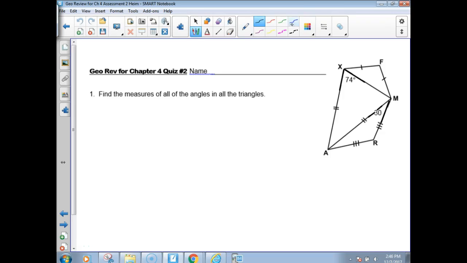Okay, this is a quick review. I'm going to go pretty quick through this. Little review warm up for the quiz we're about to take. Find the measures of all the angles in all the triangles. Now, on your quiz, it's going to be multiple choice.